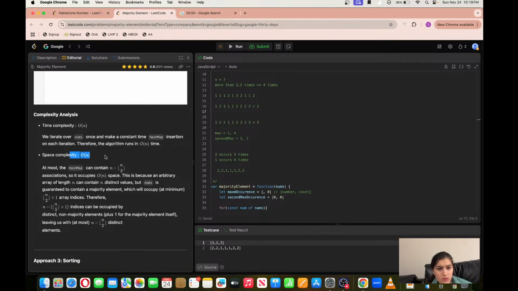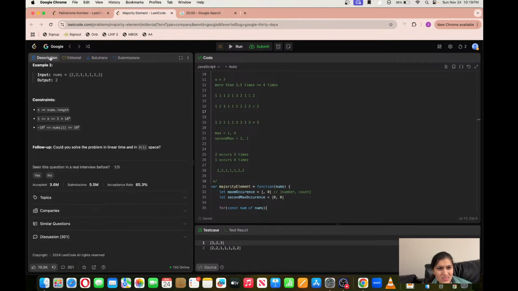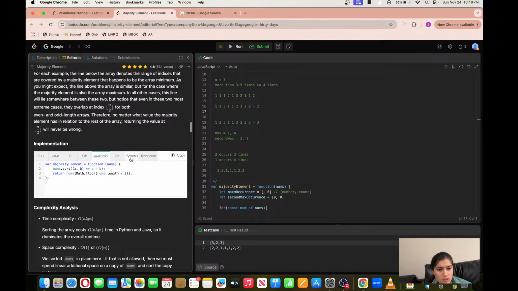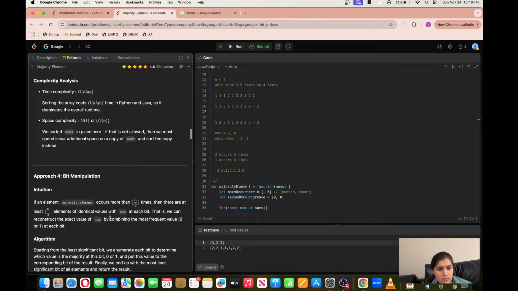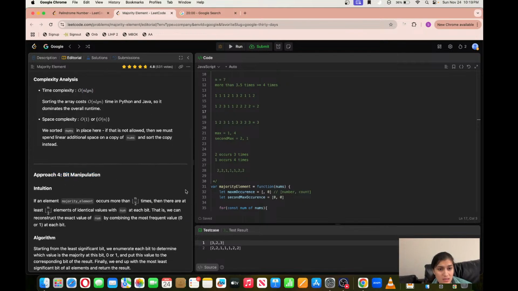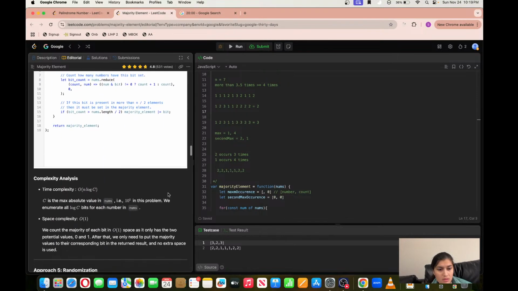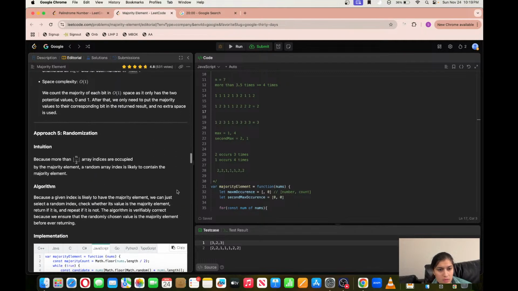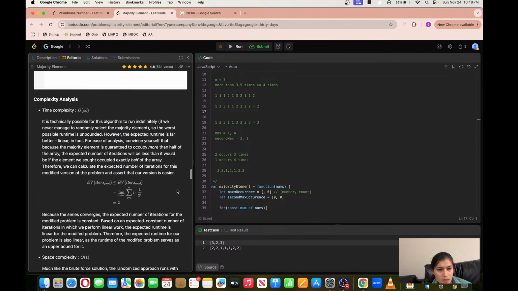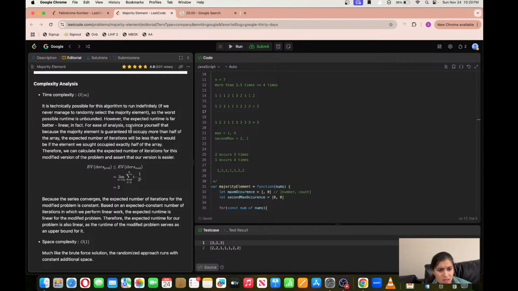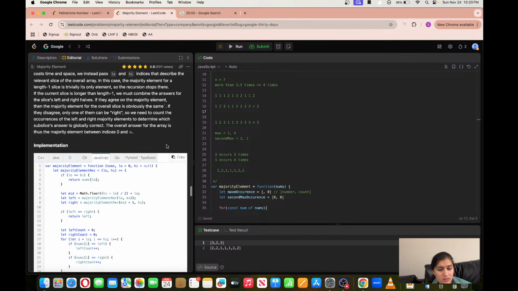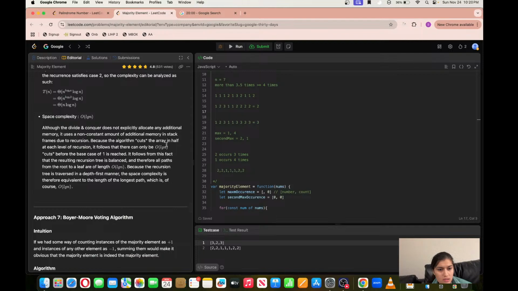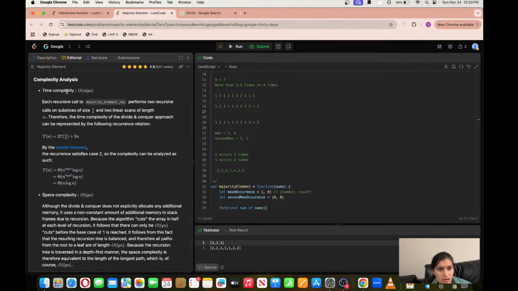Yeah, space complexity is O of n. What? Yeah, linear time and O of 1 space. I need linear time and O of 1 space. This sorting will also not work because sorting is O of n log n. Oh, bit manipulation is the answer. No, bit manipulation also takes O of n log c. What is the answer then? Divide and conquer. Is this O of? No, this is also n log n.